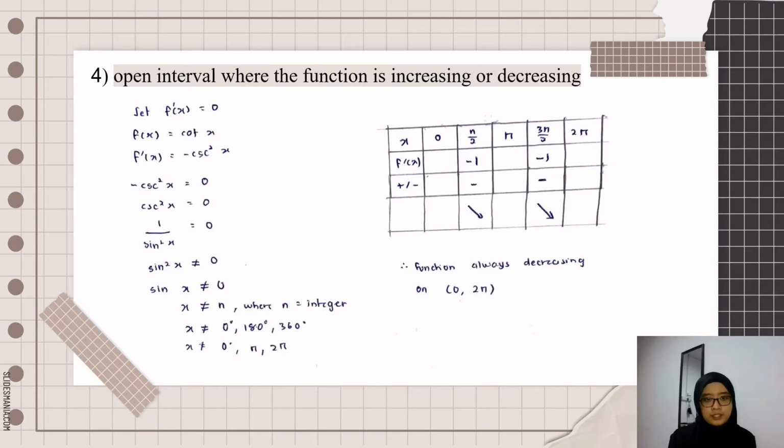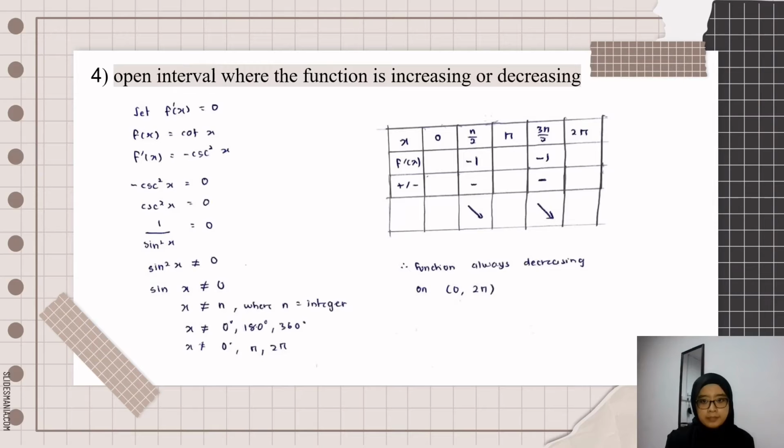Next, we need to know whether the function is increasing or decreasing. To know that, we need to find the first derivative of the function. Next, we set the first derivative equal to 0. Then, after we solve it, we can get the critical point. But for this question, we cannot get the value of x because sin x cannot be equal to 0. Thus, we need to use values of x besides 0, pi, and 2 pi.